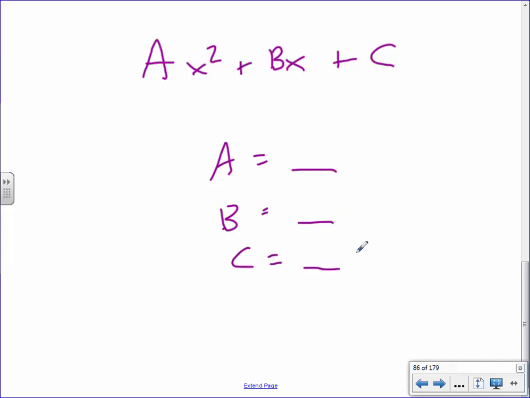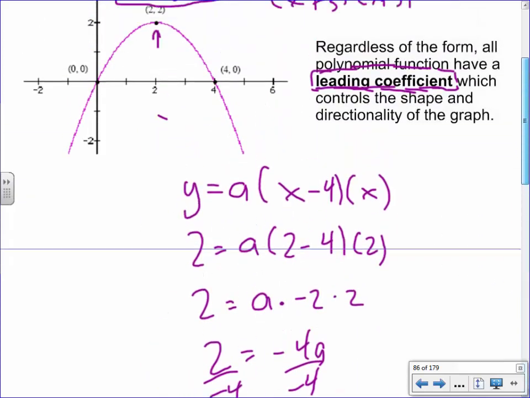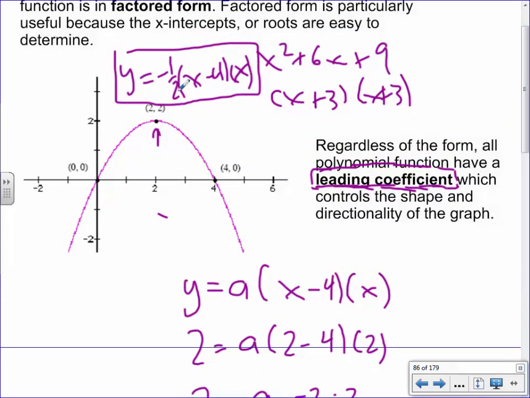See how that works? And then it means that you really can't reverse engineer and cheat. You would have to do what we did so far, which was find this equation right here, and then we'd have to FOIL it out. You get what I'm saying?